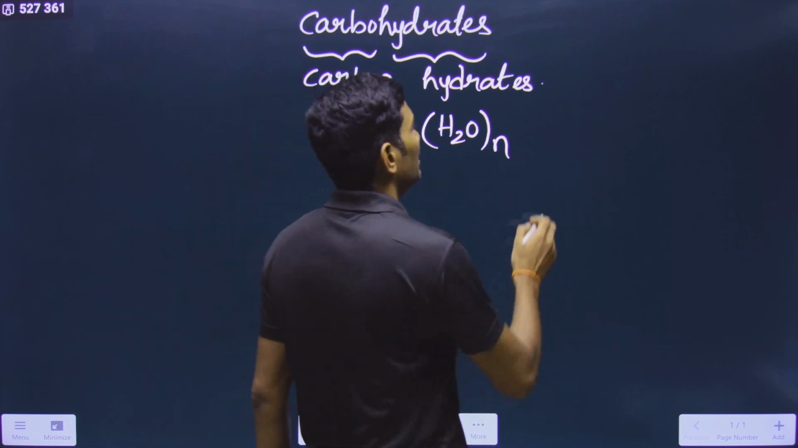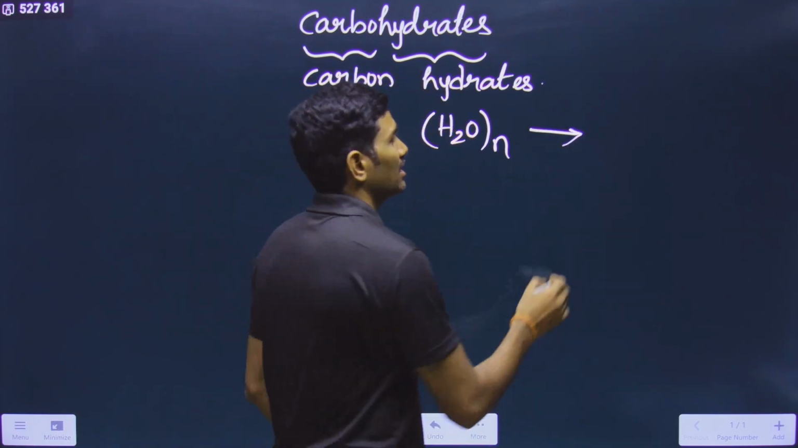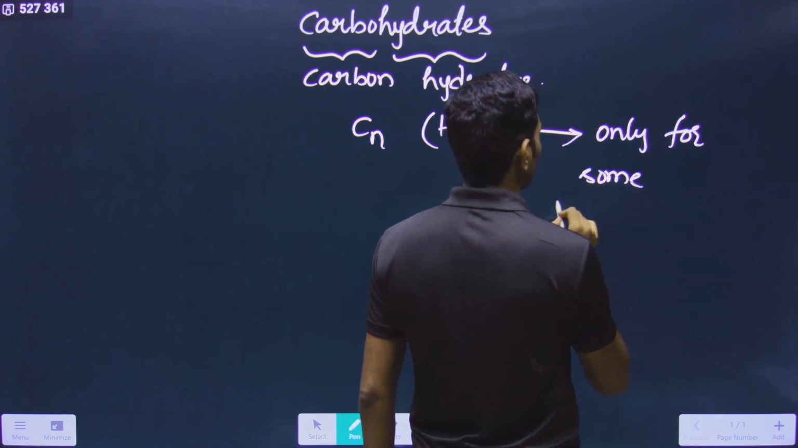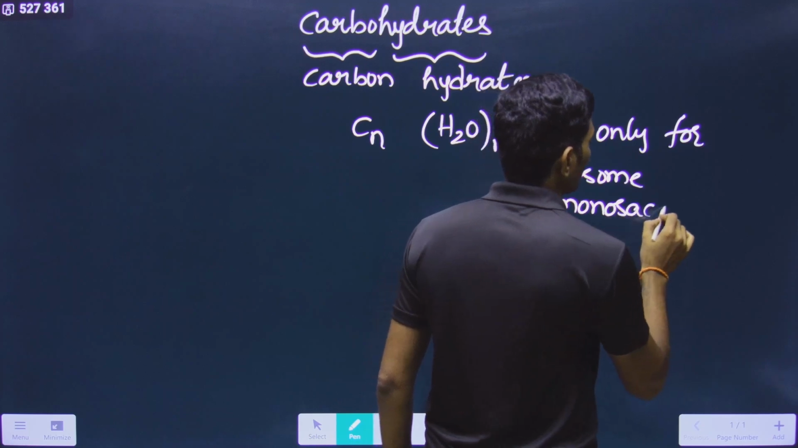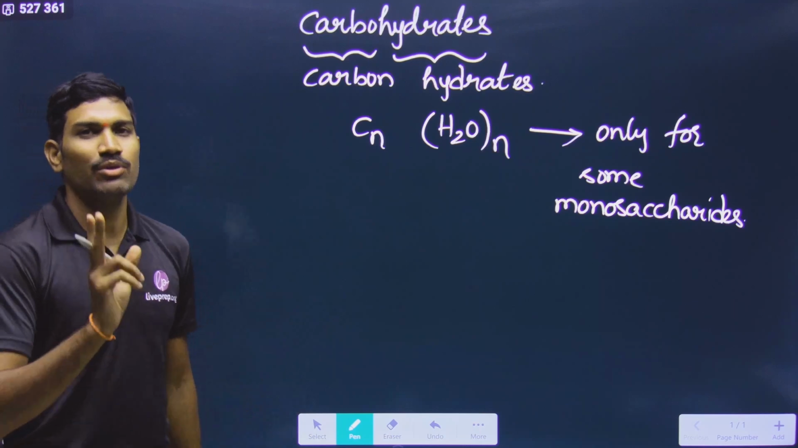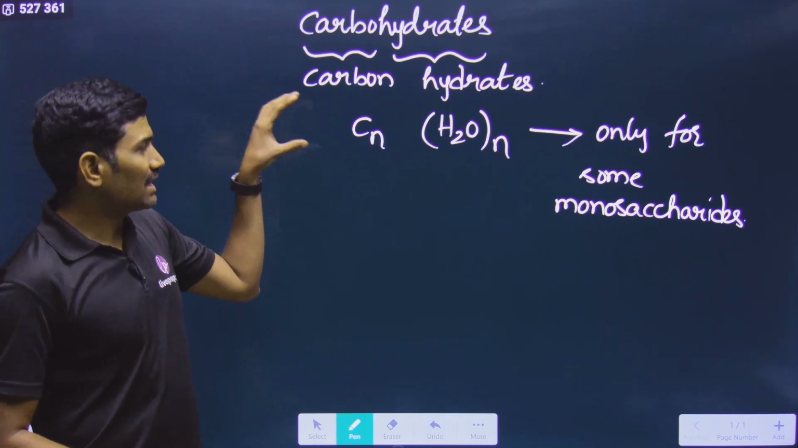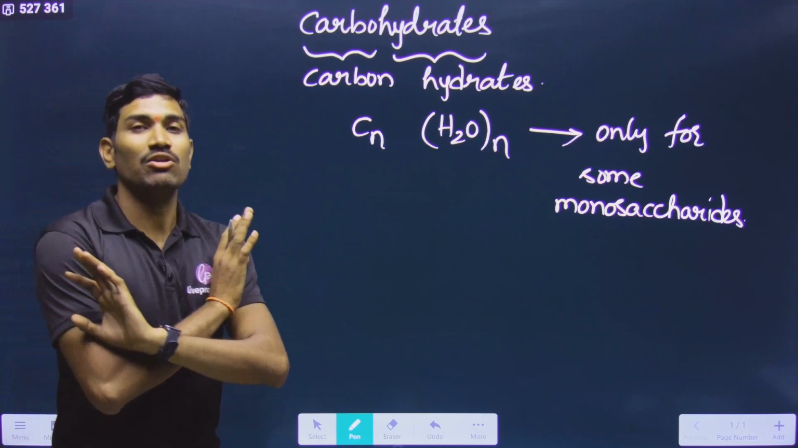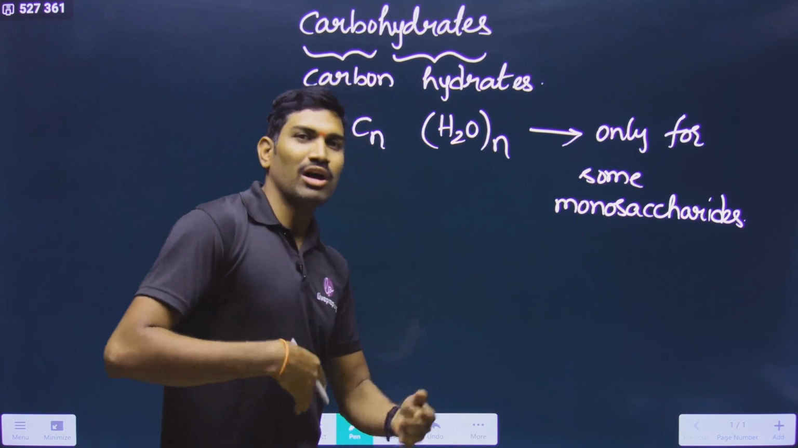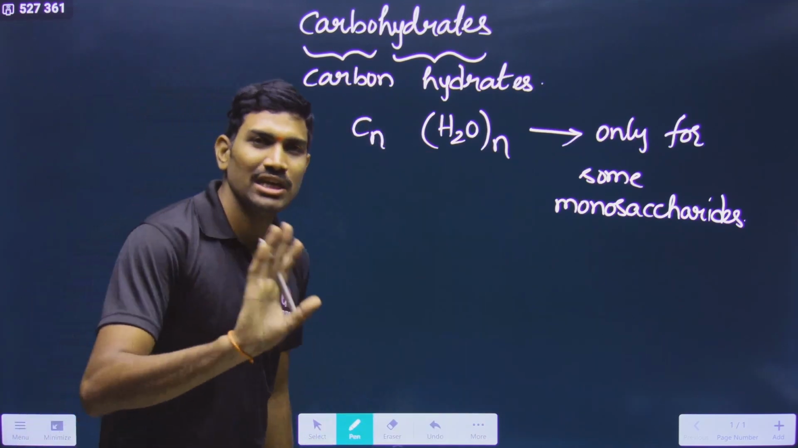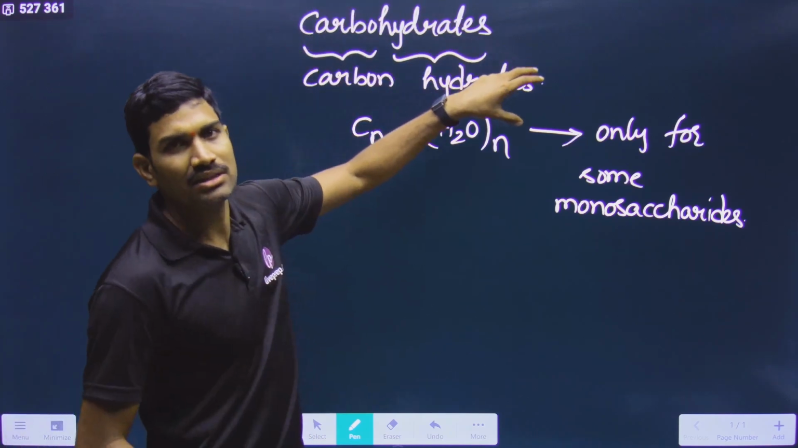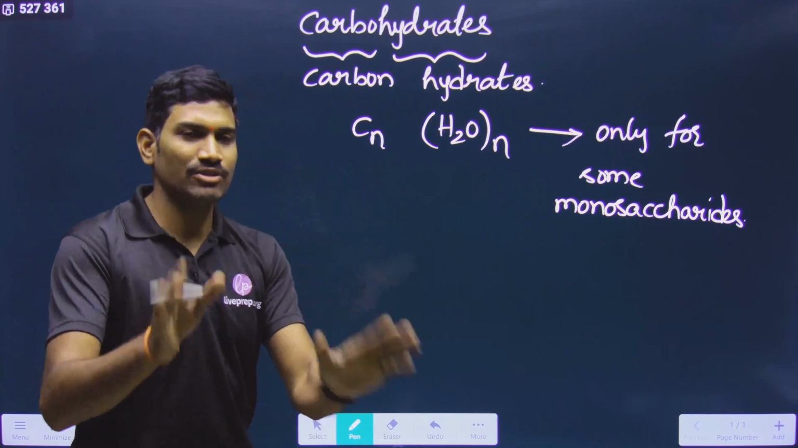But the point is, this formula is applicable only for some monosaccharides, not for all carbohydrates. This is another point that you need to remember. Even though we are saying that they are the hydrates of carbon, originally they are not hydrates of carbon. So here there is no separate water molecule. Please understand, as per the molecular formula you can write like this, but originally they are not hydrates of carbon. So please remember this. Even though they are called carbohydrates, they are not hydrates of carbon. This is the first point you need to remember.